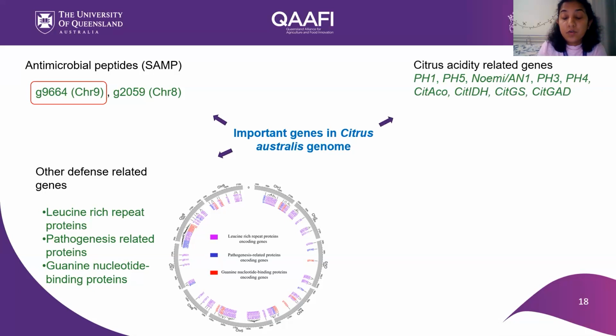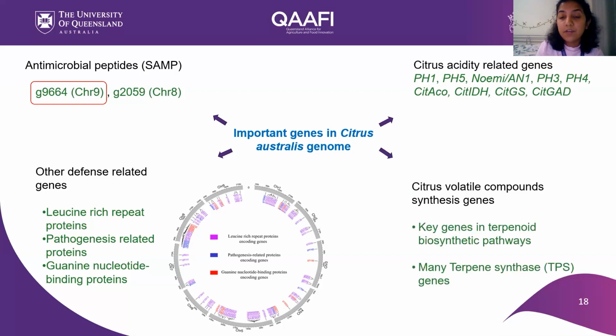We were also interested in looking at some important genes regulating citrus acidity. We identified a few key genes such as PH1, PH5, and their transcription regulators, which are involved in driving the import of citrate into the juice vesicles, and also some other important genes regulating citric acid degradation inside the cells. And we identified a few key genes governing the synthesis of volatile compounds in australis via two main metabolic pathways, MVA and MEP. And we identified many terpene synthase genes as well.